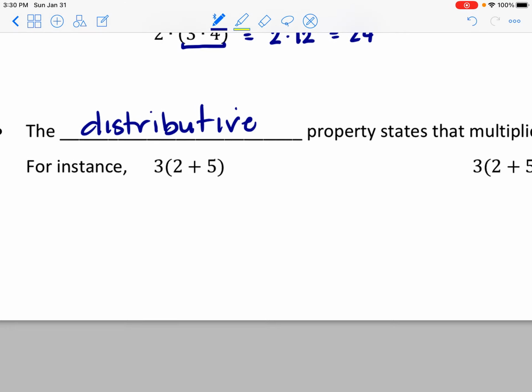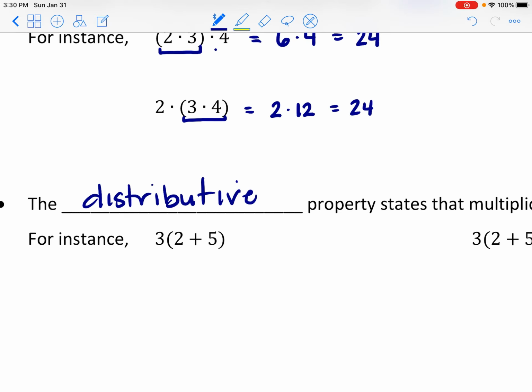Okay, so for instance, if we're looking at 3 times (2 plus 5), what we see is multiplication and addition within one problem. What this property says is we can do either one of the operations first. So I could go inside of these grouping symbols, find the sum of the 2 and the 5, which is 7, and make this a 3 times 7. 2 plus 5 is 7, right? So 3 times 7, remember the parentheses tell us to multiply, makes this result 21. So in this one, I added first. I did the 2 and the 5 to make 7, and then I multiplied to make 21.